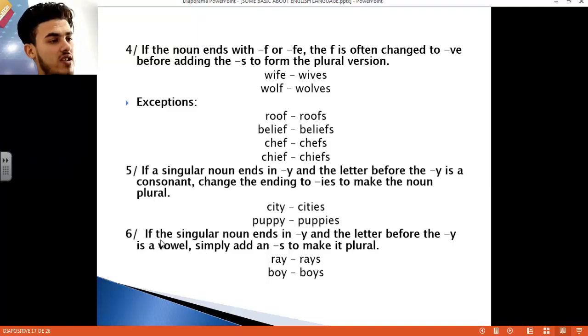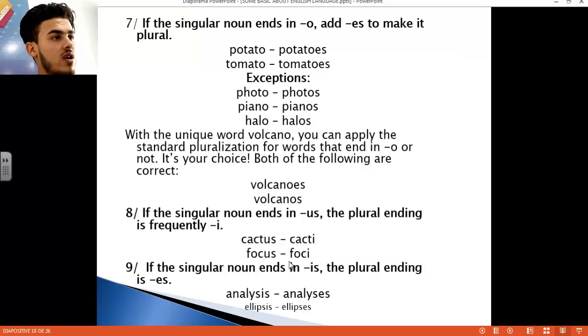So the sixth rule is if the singular noun ends in Y and the letter before the Y is a vowel, not like the fifth example. So the letter before the Y is a vowel, we simply add an S to make it plural, like the example ray, rays, boy, boys. Here we have an A or an O, which are vowels before our ending Y.